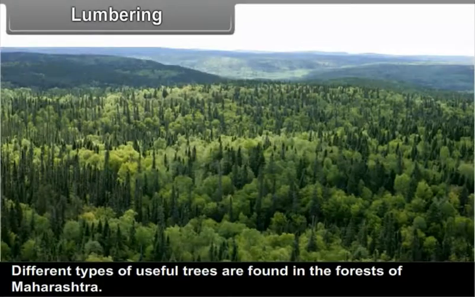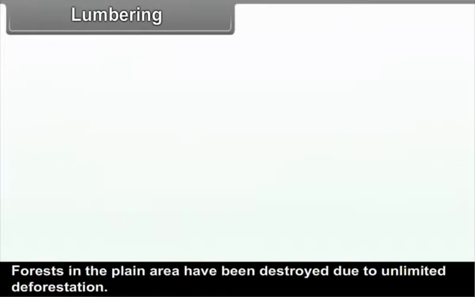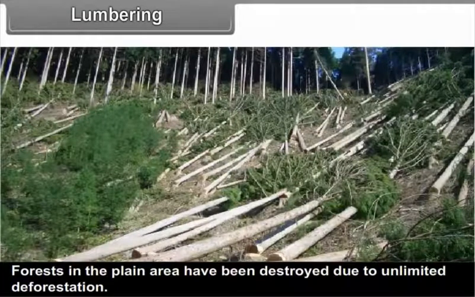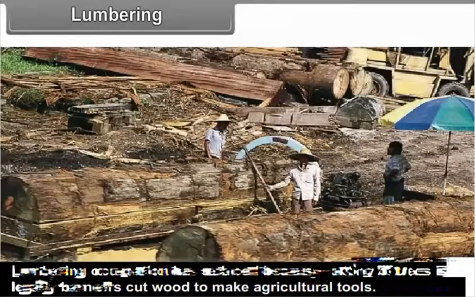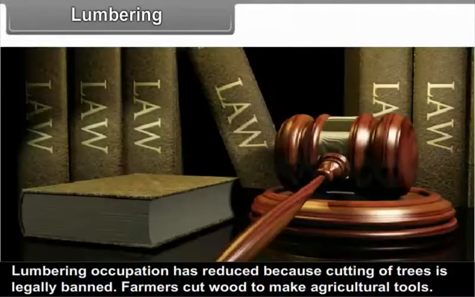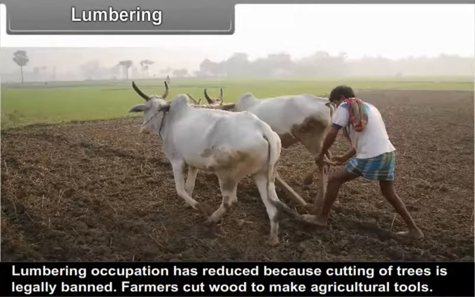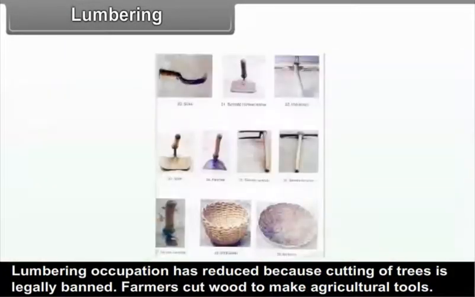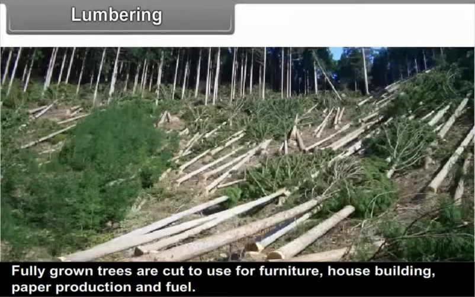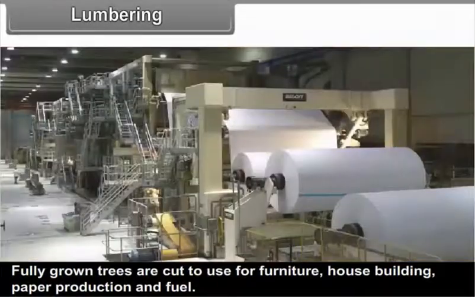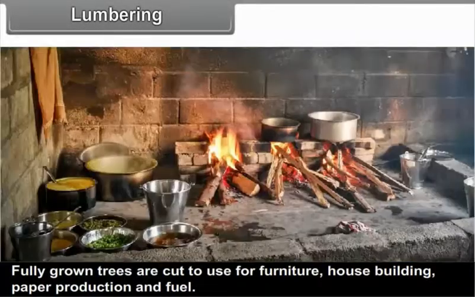Lumbering. Different types of useful trees are found in the forests of Maharashtra. Forests in the plain area have been destroyed due to unlimited deforestation. Lumbering occupation has reduced because cutting of trees is legally banned. Farmers cut wood to make agricultural tools. Fully grown trees are cut to use for furniture, house building, paper production and fuel.